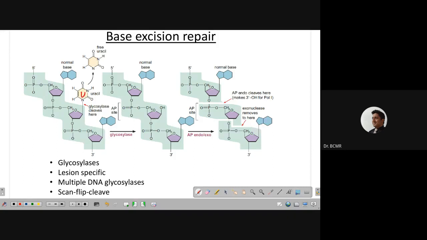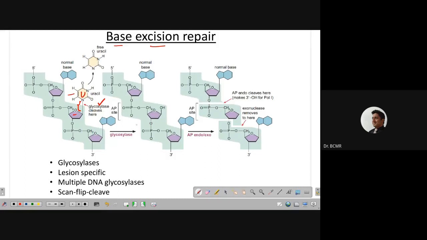And uracil is abnormal, so it should be removed. And the attack will happen on the glycosidic bond between the nitrogenous base and the deoxyribose that is present here. And that is why we call these enzymes glycosylases. It is breaking the glycosidic bond. And the first thing is they are removing the base, and that is why we also call this base excision. Excision means cutting. You're starting the repair with base excision.